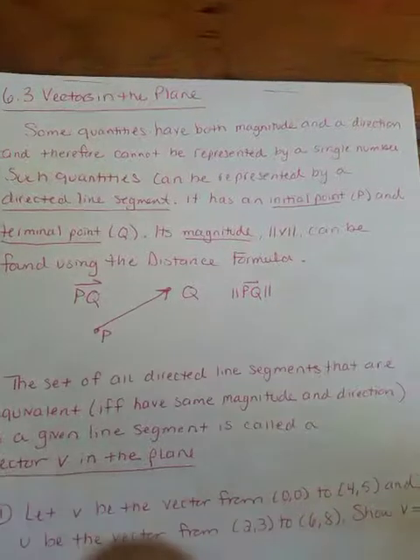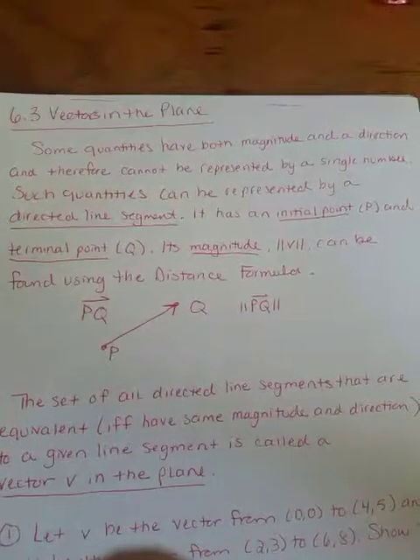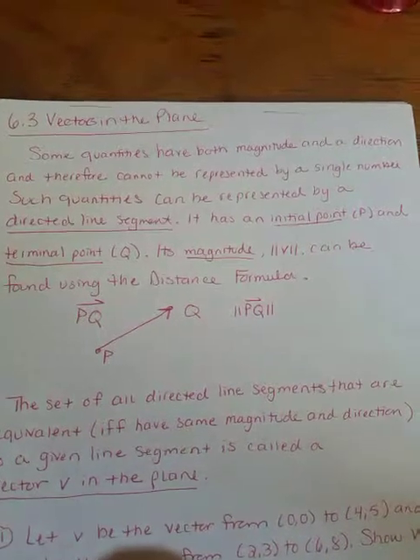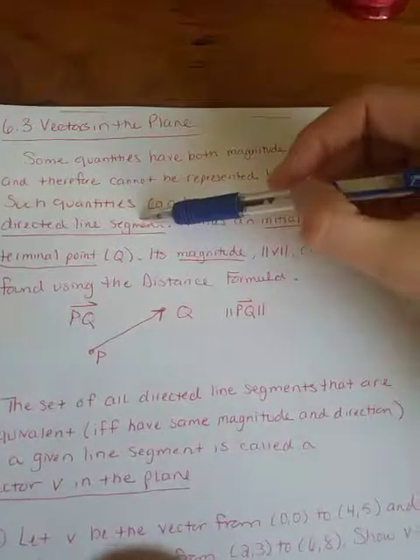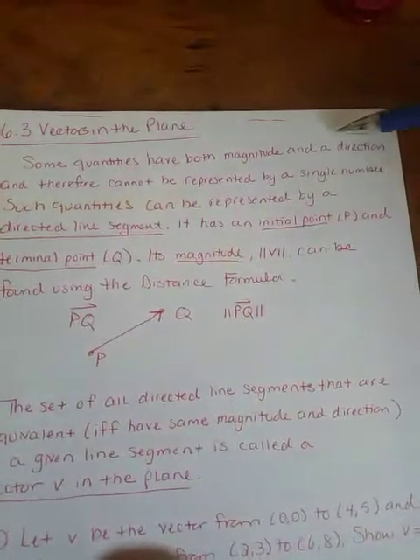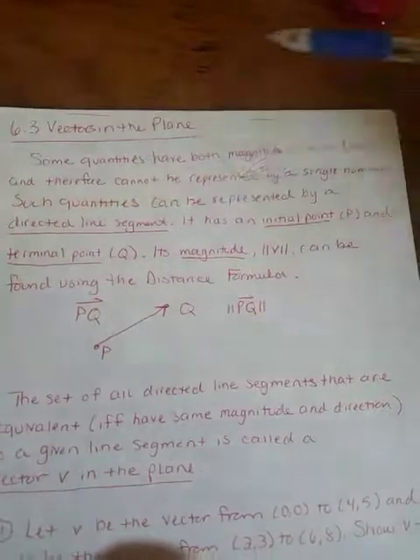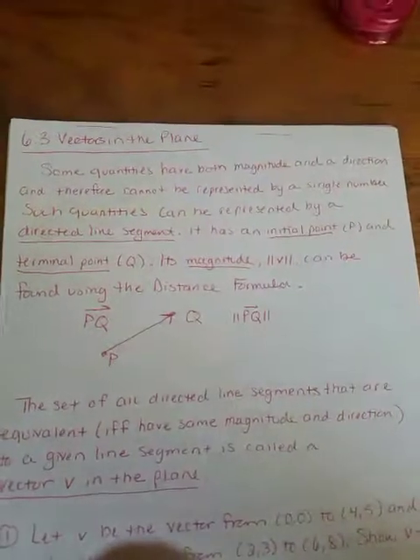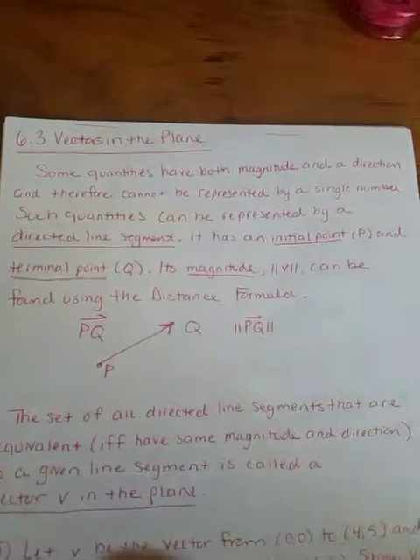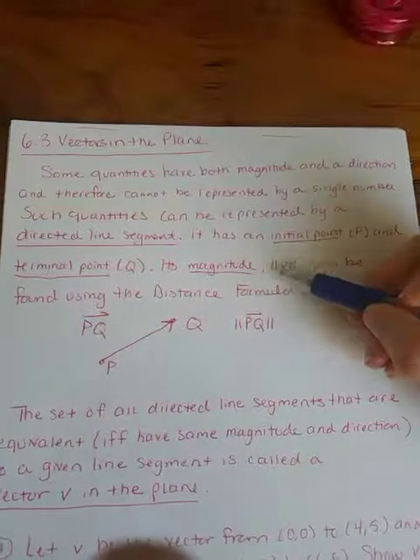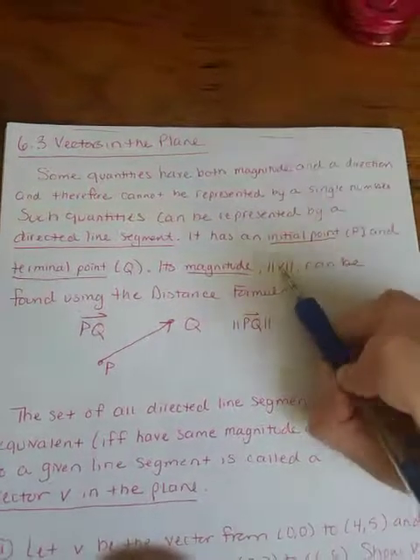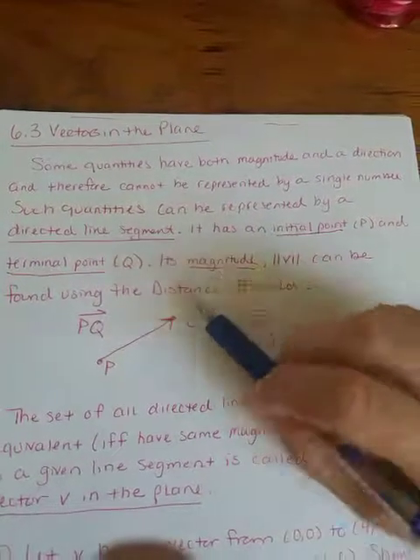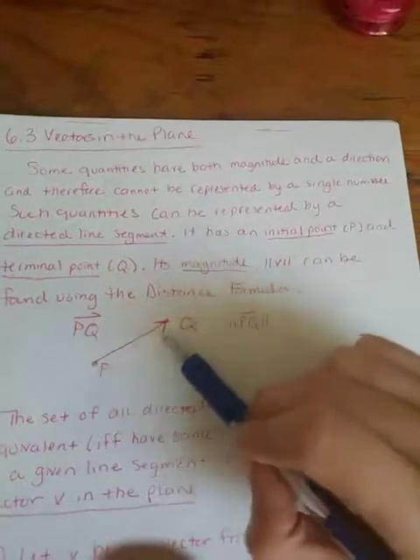Some quantities have both magnitude and a direction and therefore cannot be represented by a single number. These quantities can be represented by a directed line segment. So again, when a quantity has magnitude and direction, that's a directed line segment. It has an initial point P and a terminal point Q. That's just the two letters we use to denote that. Its magnitude, denoted here with the double lines, and V, standing for that directed line segment, can be found using the distance formula. So if we ask for that distance, that magnitude, you're just using the distance formula.